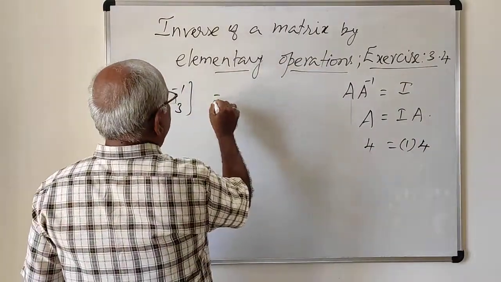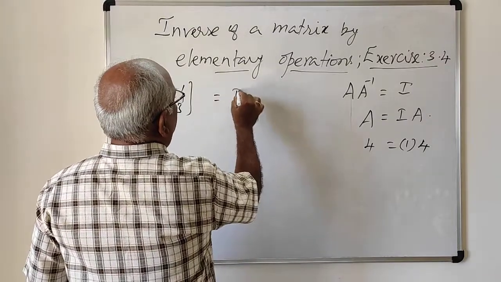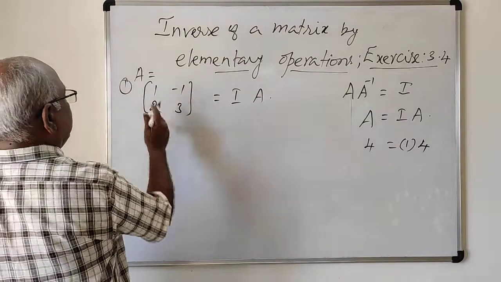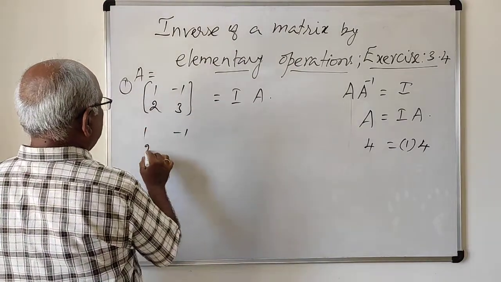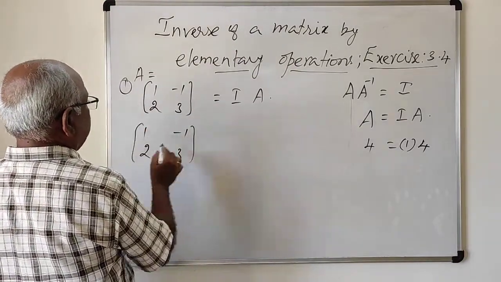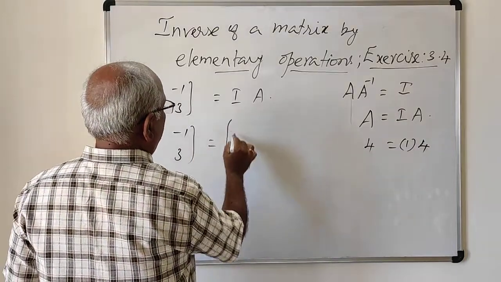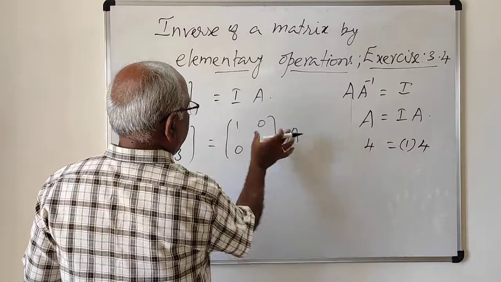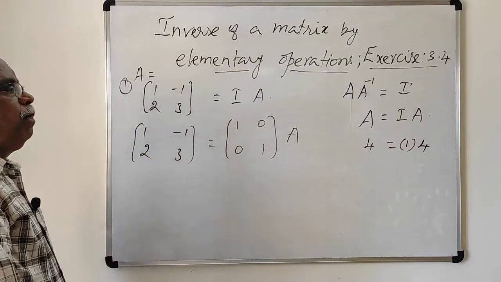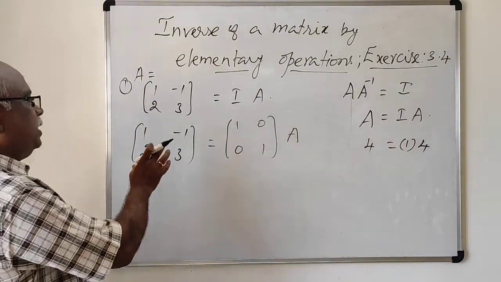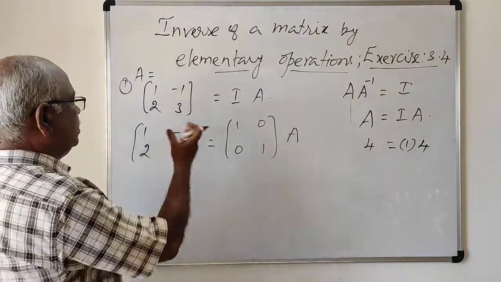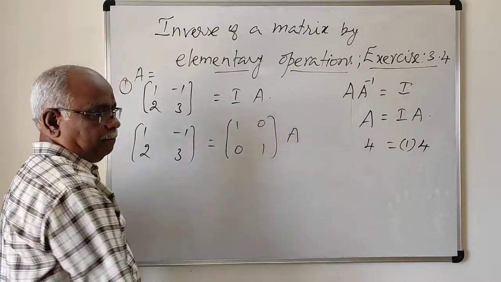You know A equals IA. What is A? [1, -1; 2, 3]. This is A equal to I of the same order, [1, 0; 0, 1], into the matrix A. I into A is A itself. Now, operating either row operations or column operations on both sides, you will convert this identity matrix into the inverse of A.